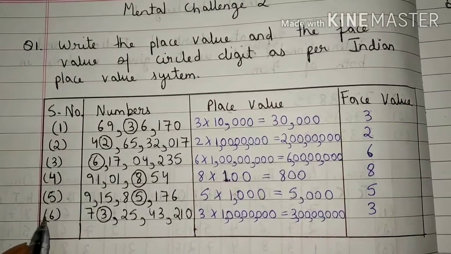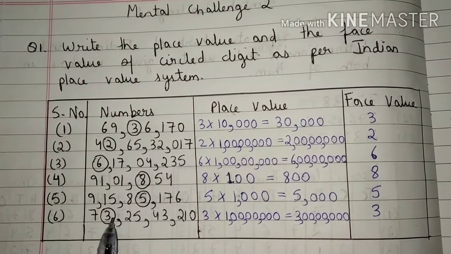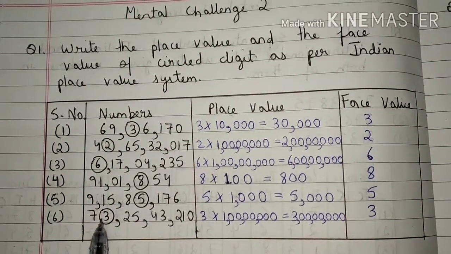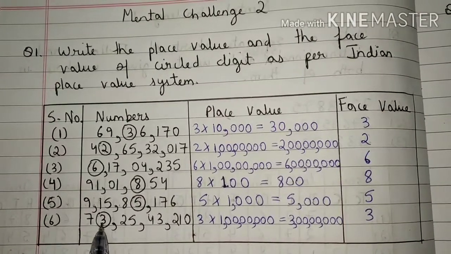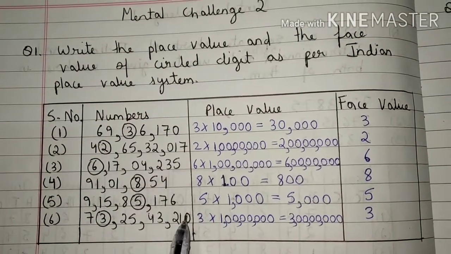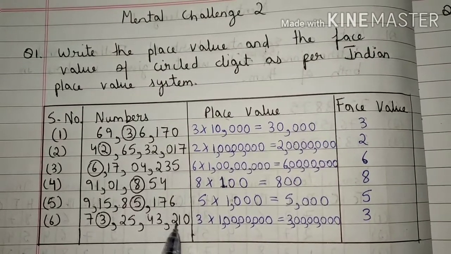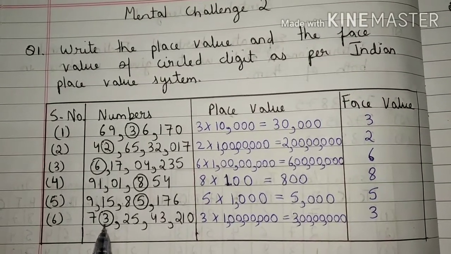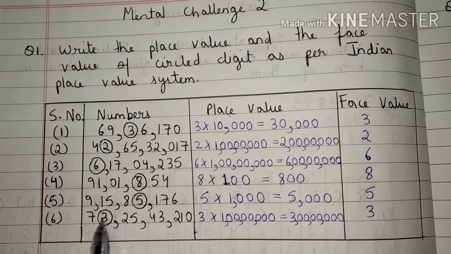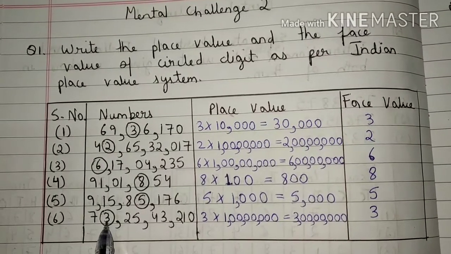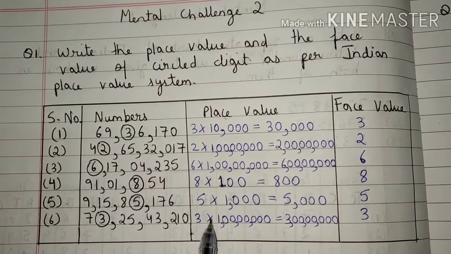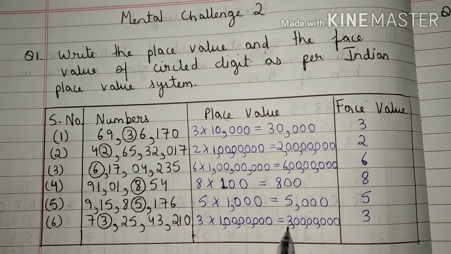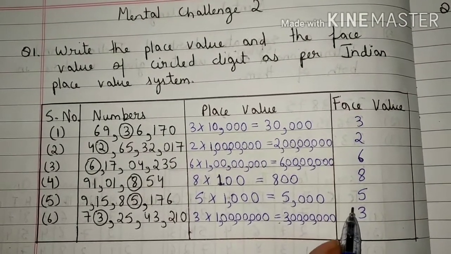Sixth question. Students, in this question, circled digit is 3. So you have to write the place value and the face value of this 3. Students, this is ones place, tens place, hundred place, thousands place, 10,000 place, lakh place, 10 lakh place, crore place. Students, you can see that 3 is at crore place. So place value of 3 is 3 into 1 crore is 3 crore. Place value of 3 is 3 crore. Face value of 3 is 3.